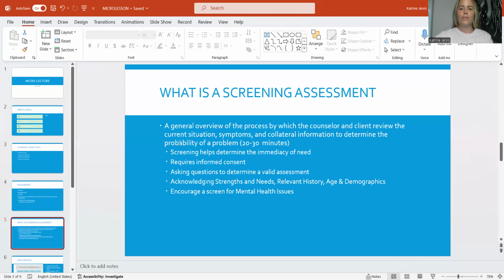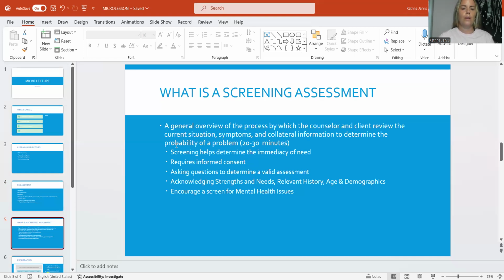So, what is a screening assessment? It's a general overview of the process by which the counselor or clinician and client review the current situation. It involves symptoms, collateral information to determine the probability of a problem, like if someone is an addict, or if someone suffers from mental health issues. It usually takes 20 to 30 minutes. But it is the first step before determining anything.